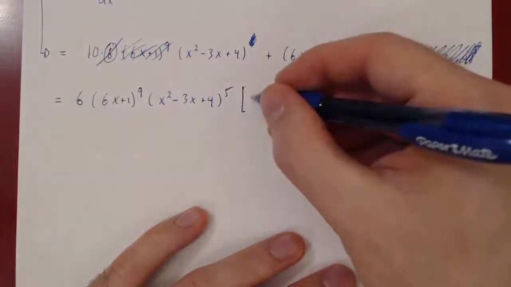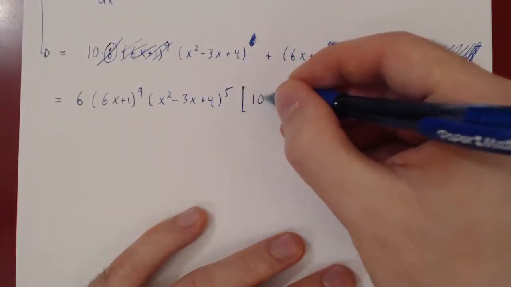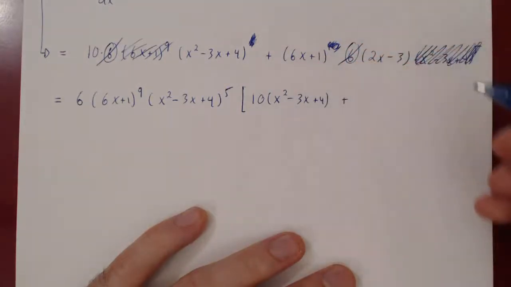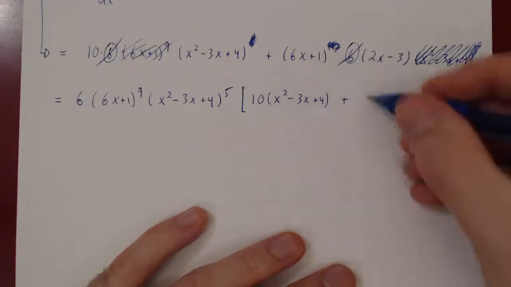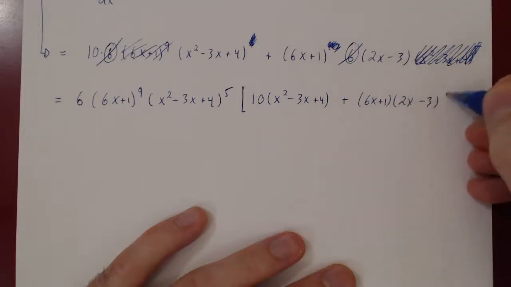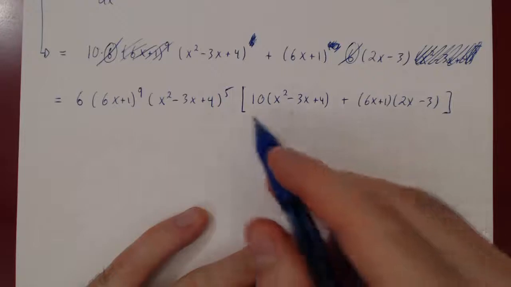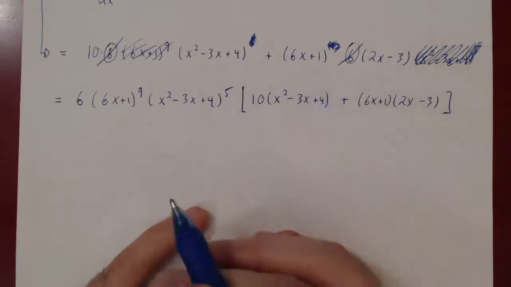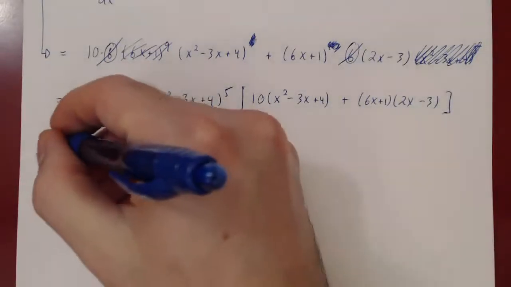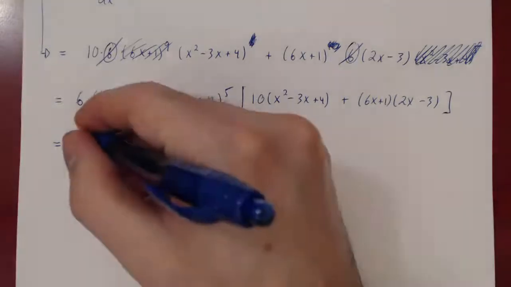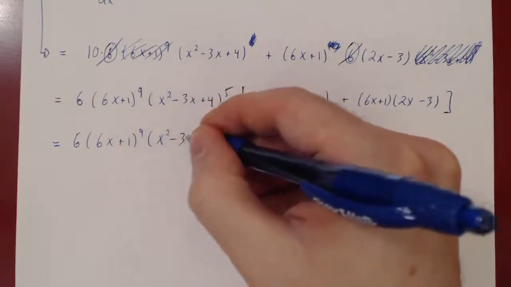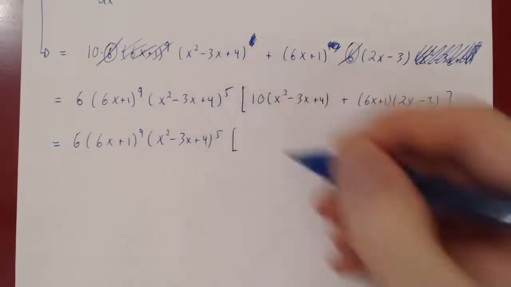10 times the quadratic plus 6x plus 1 times 2x minus 3. And what's left now is simply to multiply both of these expressions and pair up the multiples of x squared, x, and the constant terms. Let's do so. So we recopy what we have here. So 6x plus 1 to the 9, x squared minus 3x plus 4 to the 5th power, times.